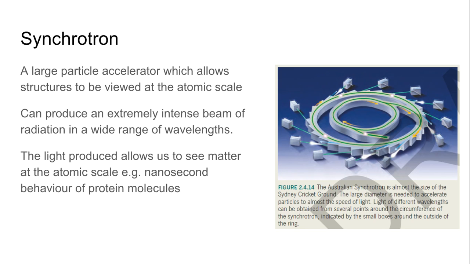And then our final technological development within microscopy is the Synchrotron, which is a large particle accelerator, which allows structures to be viewed at the atomic scale. It's quite a large machine, and this large diameter is needed because the particles need to move really quickly, almost at the speed of light. This radiation is quite intense, and it allows light to be produced, which can allow us to see matter at the atomic scale. So we can see here that we're getting much smaller structures being seen than previously.